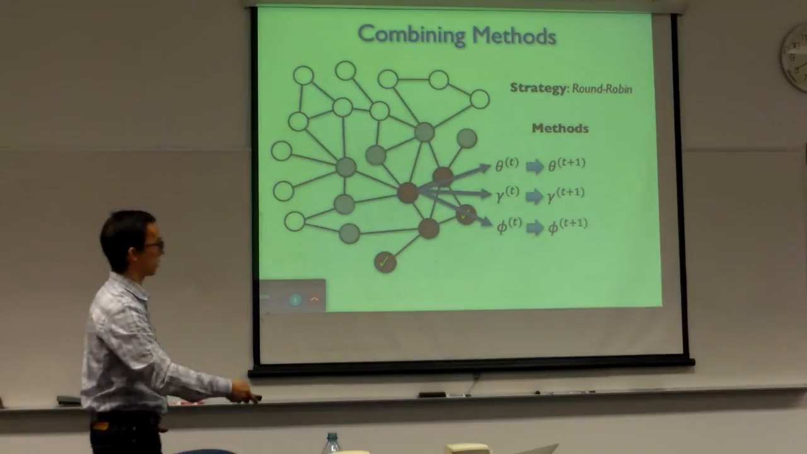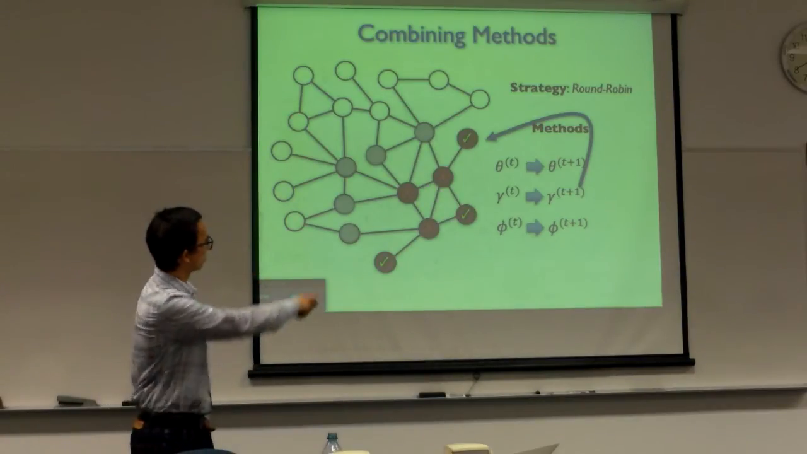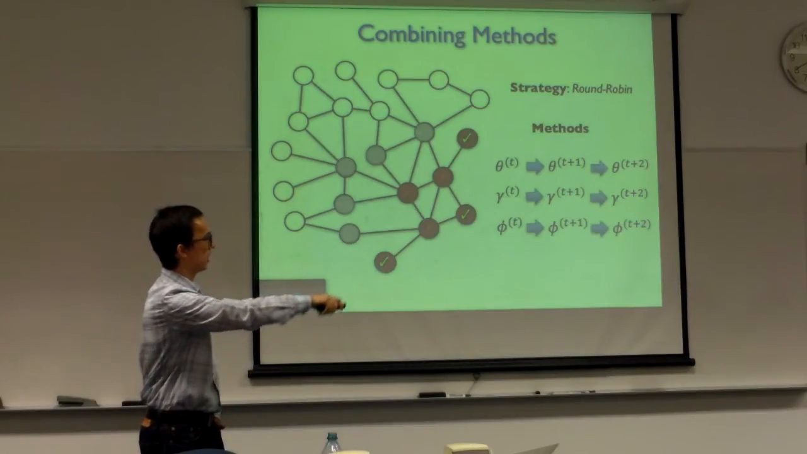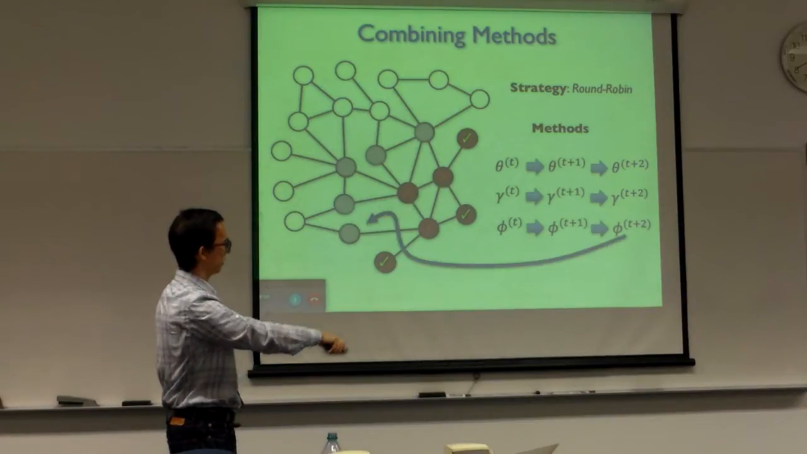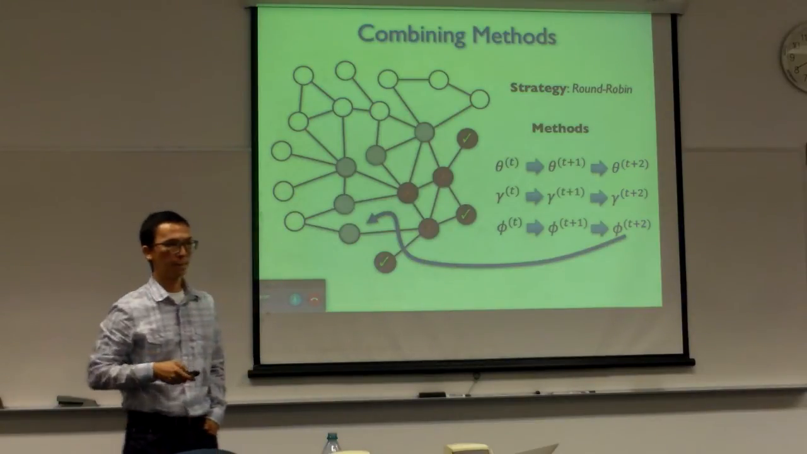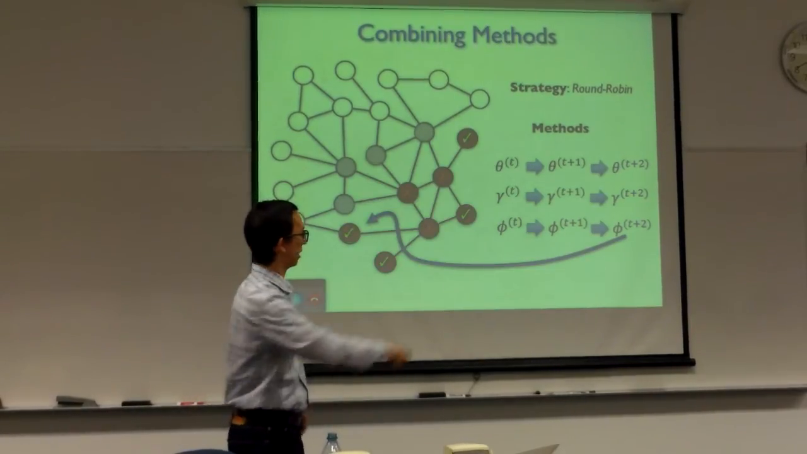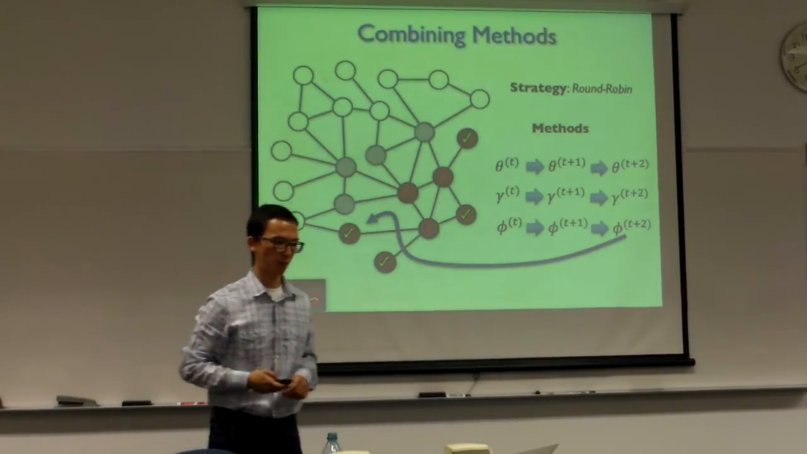So next, I'm going to use the second method to decide which node to query. So this one was a target, and again, I'm going to update the method's parameters. And round robin is now going to use the third method to decide which node to query. Okay, so we can keep doing that, updating the model parameters, and go back to the first, second, third, and so on. This is what round robin does.